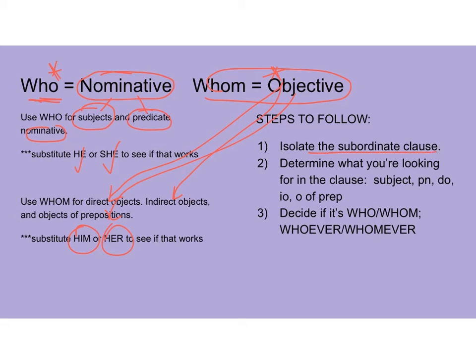If there is a subordinate clause in the sentence, you isolate the subordinate clause. And when we say subordinate clause, very often it could begin with the word who or whom. Or in an exercise, it might begin with the actual blank. Once you're looking at that subordinate clause or that portion of the sentence, determine what you want to put in there. Do you want to put in a subject? Or is it a predicate nominative? Or a direct object or an indirect object or an object of a prep? And then once you've determined the part of speech you need, you can decide if it's a who or whom.